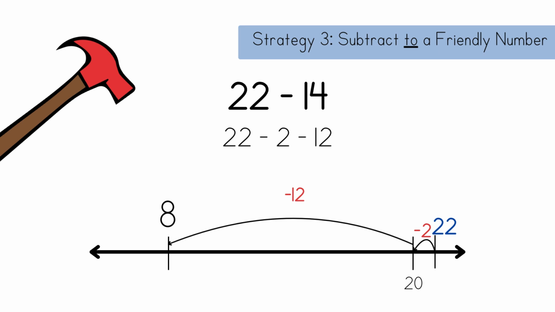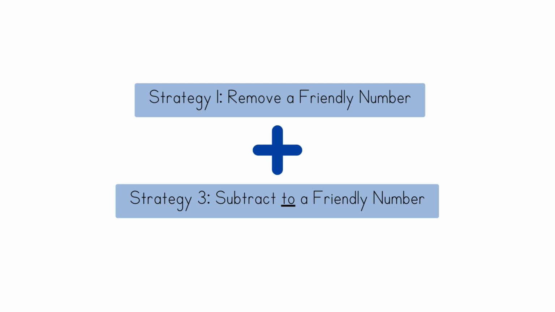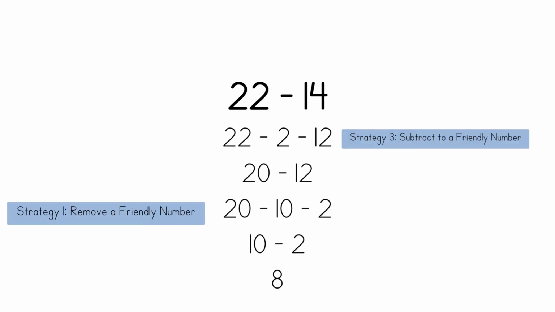This is a great opportunity to combine strategies. My first strategy, when I removed a friendly number, I could look at 12 and go, well, 20 minus 10, which is a friendly number, is 10, and then minus 2 is 8.